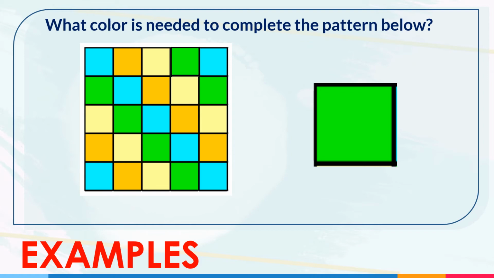Last step, support and defend your answer. The colors have a pattern as seen in the picture. Blue, dark yellow, light yellow, green, blue. Dark yellow, light yellow, green, and blue.